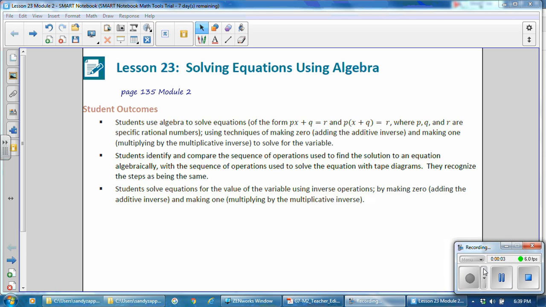This is Mrs. Appia with Lesson 23 from Module 2, Solving Equations Using Algebra. Student outcomes for this lesson.